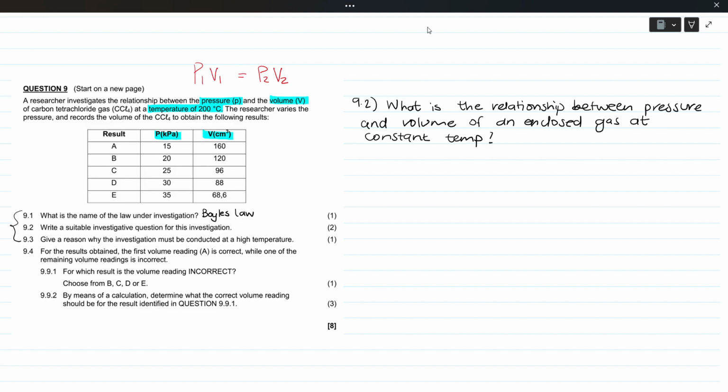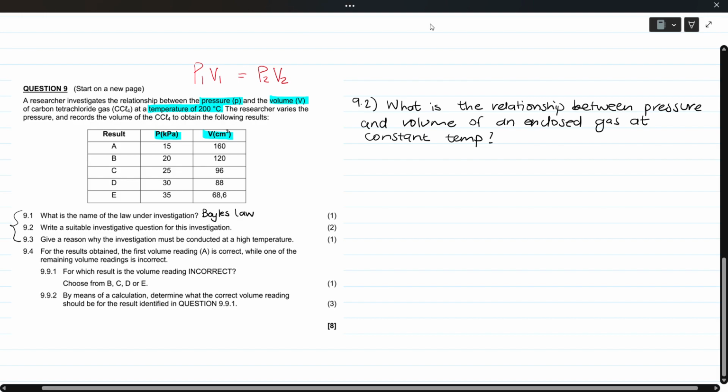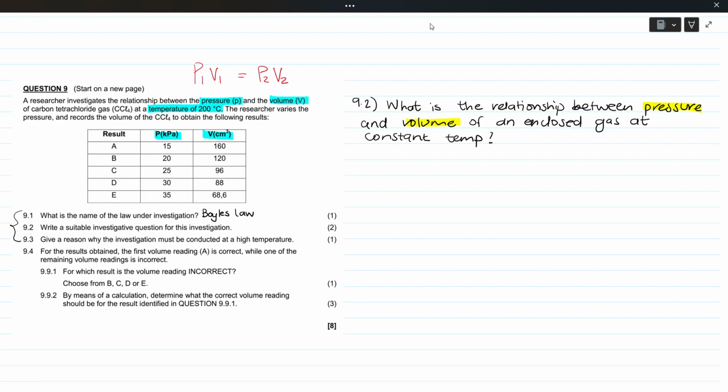So again, just reminding you about how they mark these things. Where you get your marks here is firstly if you've included both these variables. So you've included pressure and volume as being changing. And sometimes they might give you a mark for saying enclosed and constant temperature, the two variables kept constant. But obviously you have to have it phrased in a question. So using the word what, or as long as it's a question, you can't write this as a statement.